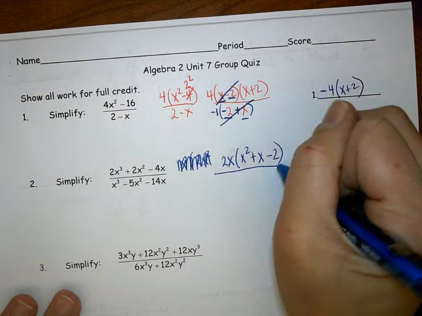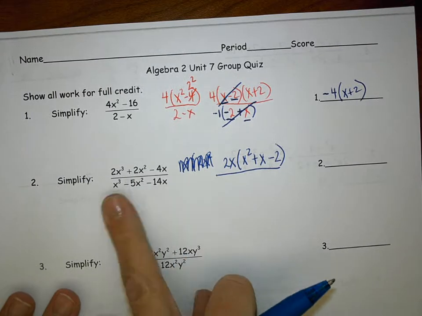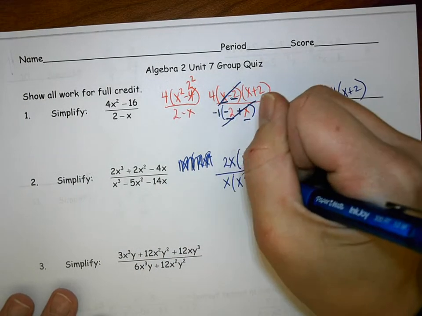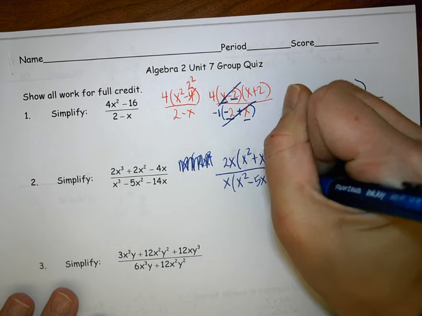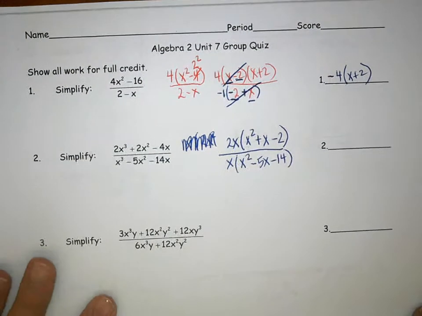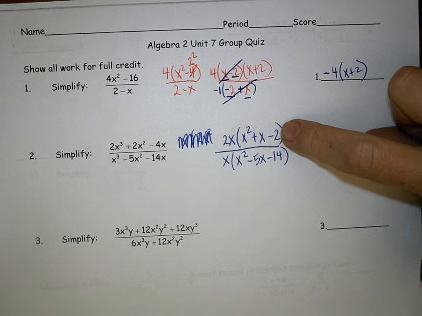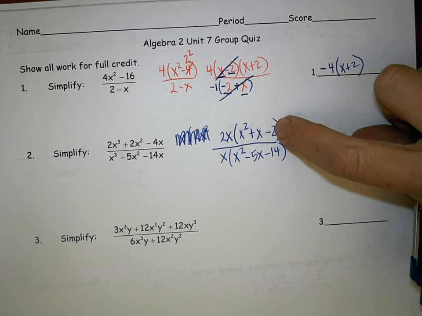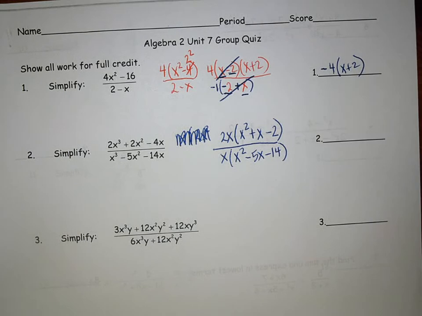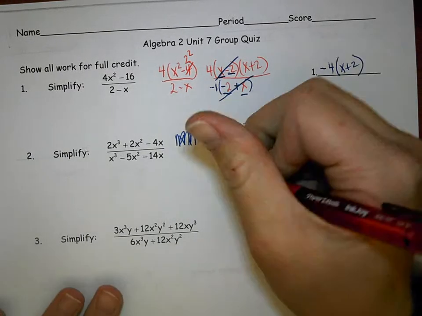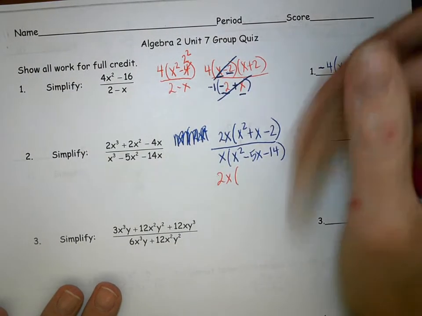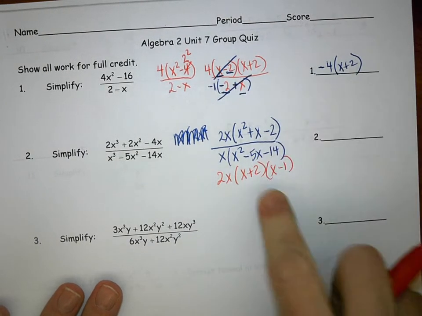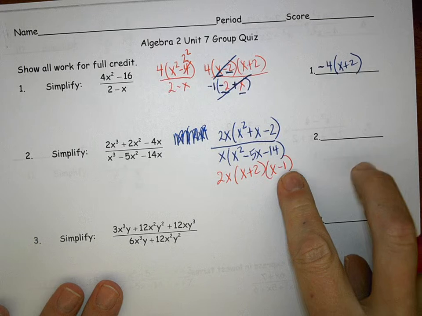Okay, in the denominator, I'm going to go ahead and take out my GCF here too. What's my GCF in the denominator? X. And then I'm left with x squared minus 5x minus 14. Okay, so on the top, I'm going to check for diamond. If I were to diamond and factor, is there anything that multiplies to be negative 2 and adds to be 1? Good, 2 and 1. So we're going to have x plus 2 and x minus 1. That multiplies to be negative 2, adds to be 1.